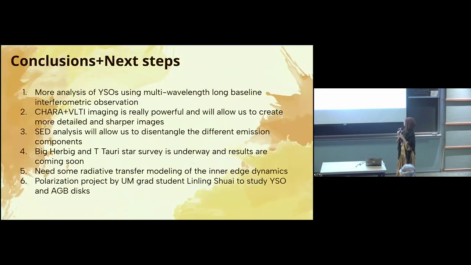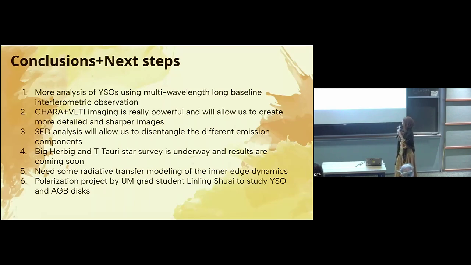All right. And then in conclusion, we need a lot more analysis. We want to do more multi-wavelength investigations using infrared interferometry. We want to look at more CHARA and VLTI work together. We want to look at all of that stuff and understand how the inner emission works, what the inner edge looks like, pretty much. Being able to look at the SEDs allows us to really disentangle what the emission components are and allows us to figure out what's coming from where. So adding more colors will really help us look at that.